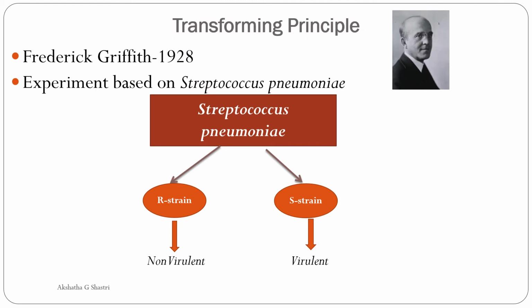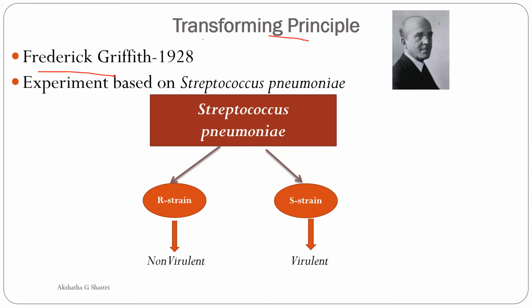Next, let us learn about the transforming principle. See, in most organisms, DNA is the genetic material that controls hereditary characters. And scientists went in search of the genetic material. And the very first scientist who tried his best to find out if DNA is the genetic material is Frederick Griffith.